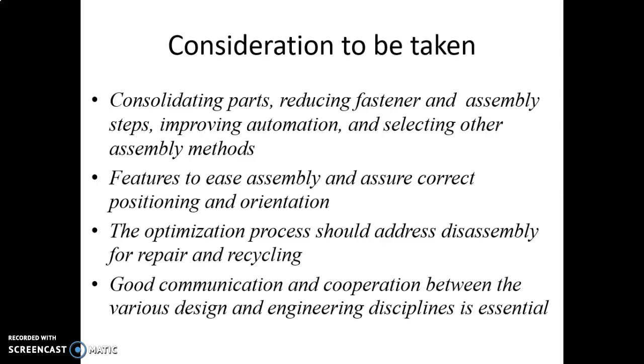Second, features to ease assembly and assure correct positioning and orientation. In chapter 3, we discussed many part features, and we need to assemble each of these features in the correct position, shape, or orientation. Third, the optimization process should address assembly for repair and recycling. And the last one, good communication and cooperation between the various design and engineering disciplines is essential.